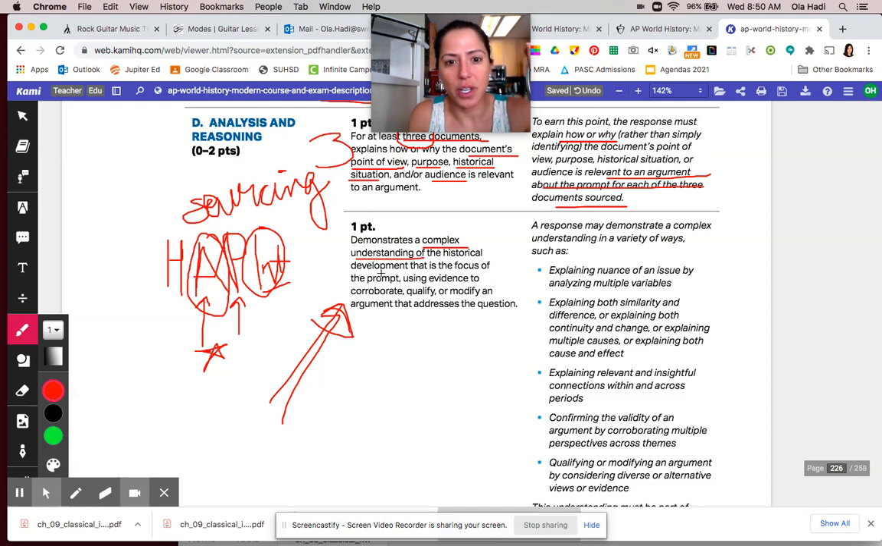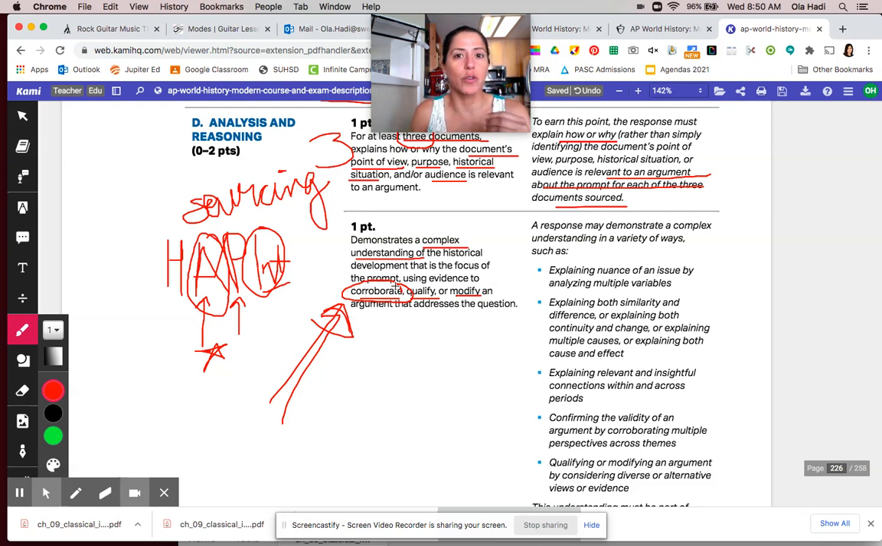Demonstrates a complex understanding of the historical development that is the focus of the prompt, using evidence to corroborate, qualify, or modify an argument that addresses the question. So let's talk about these words. You would think that if you organized your essay in a way where the different documents are grouped and that you have an organization, then you're corroborating the evidence.